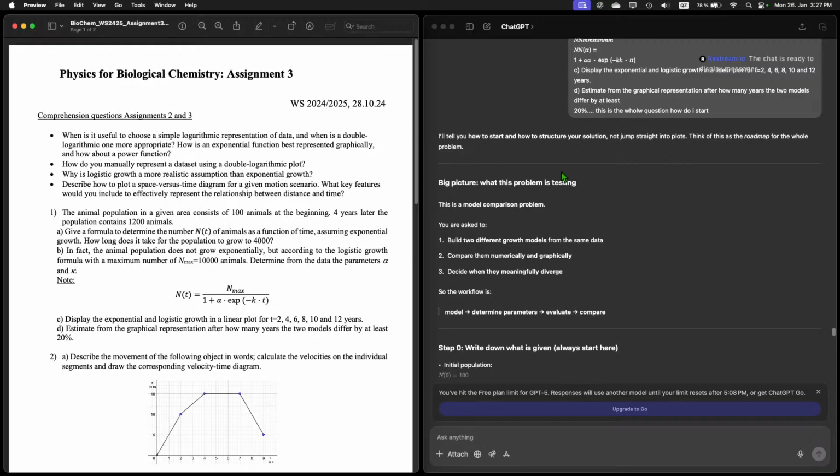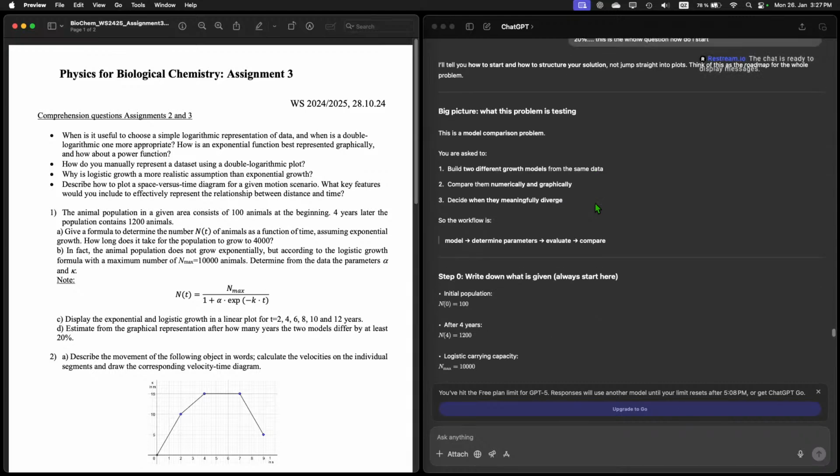I'll tell you how to start and structure your solution. You're asked to build two growth models from the same data, compare them numerically and graphically, and decide when they meaningfully diverge. So the workflow is model, determine parameters, evaluate, compare.